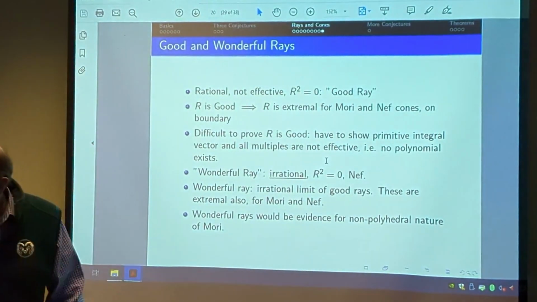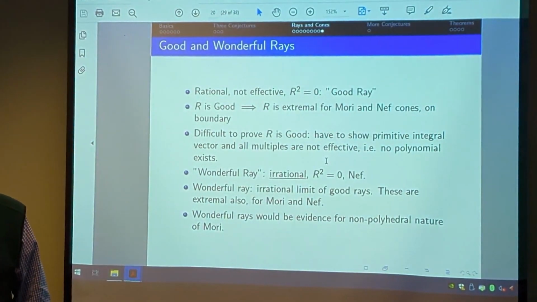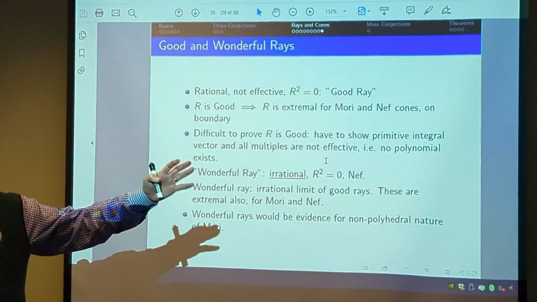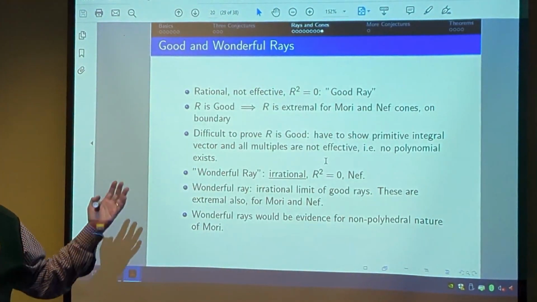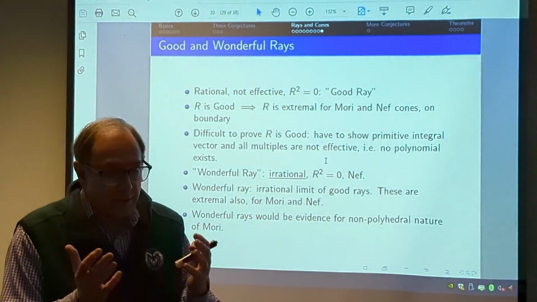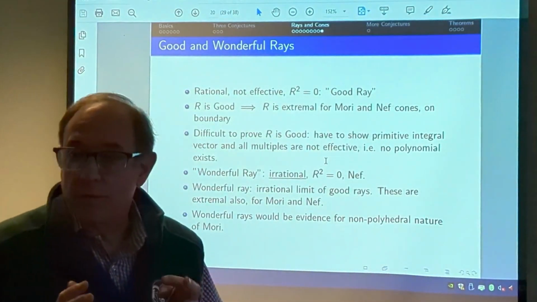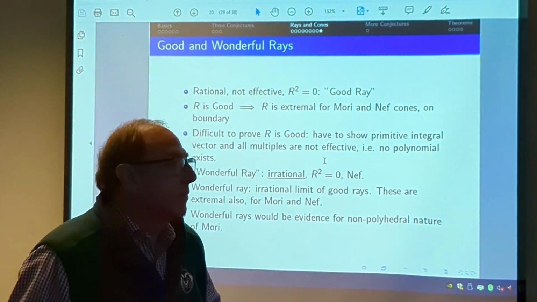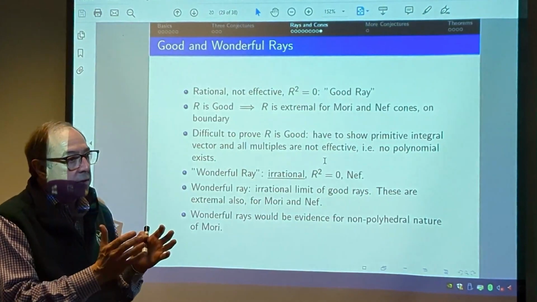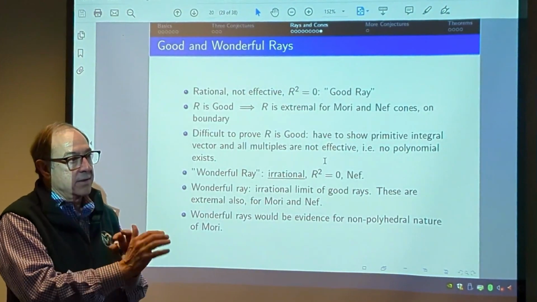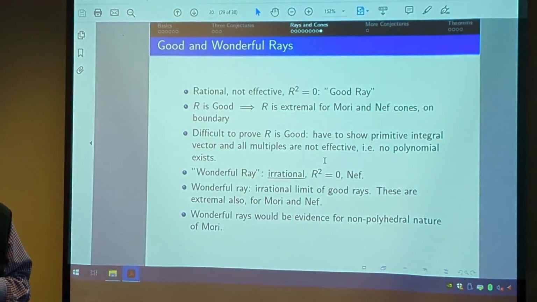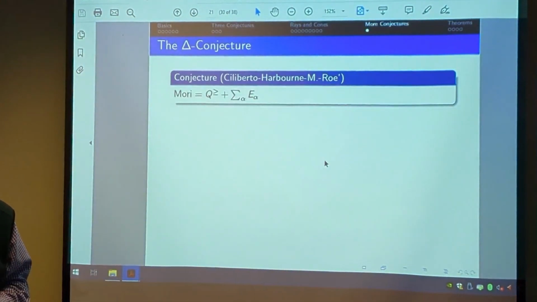Okay, so finding good rays gives us information about it. Finding wonderful rays would really start to round out our understanding of the non-polyhedral nature, not just to find some information about that cone, but to really start to understand that this cone has some curvature to it. It's not even locally polyhedral here, at a wonderful ray.